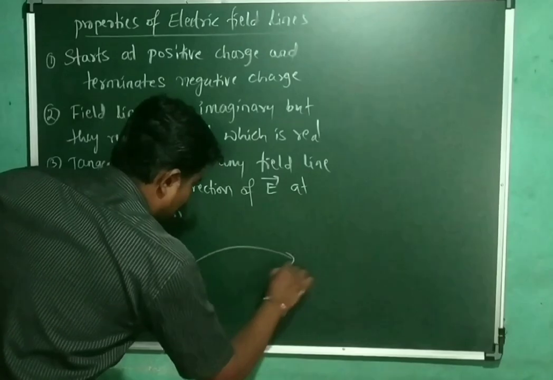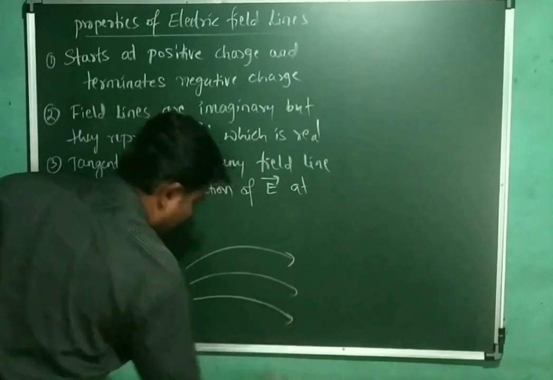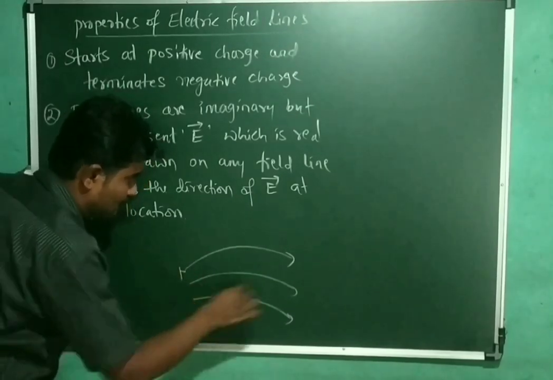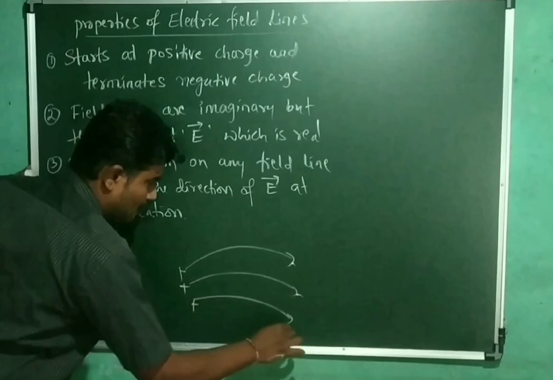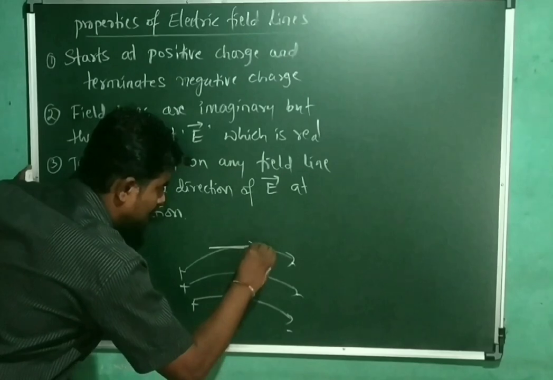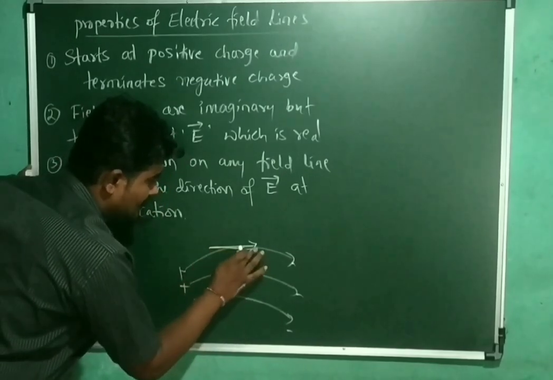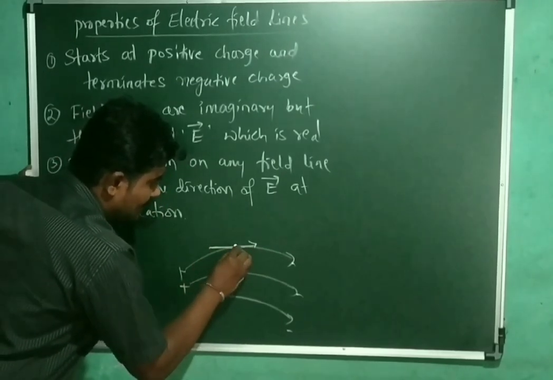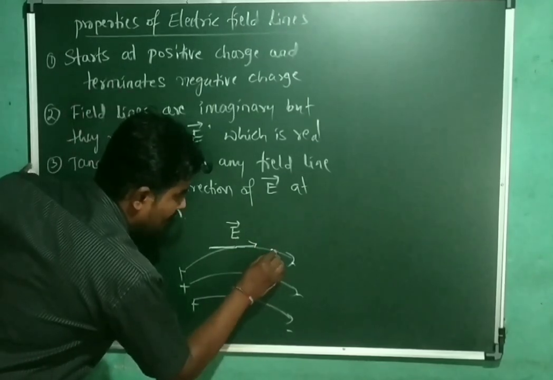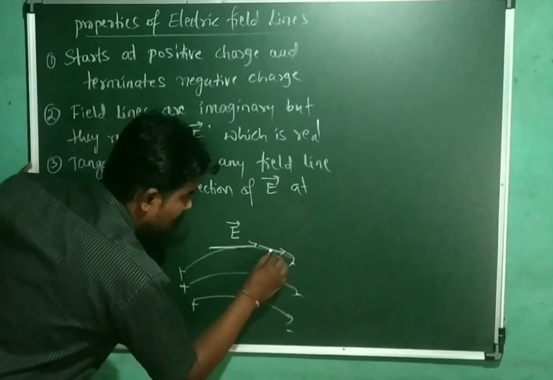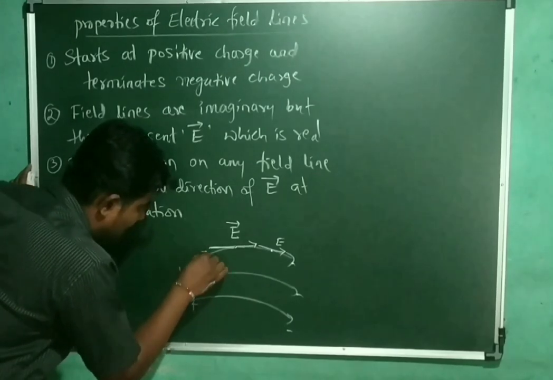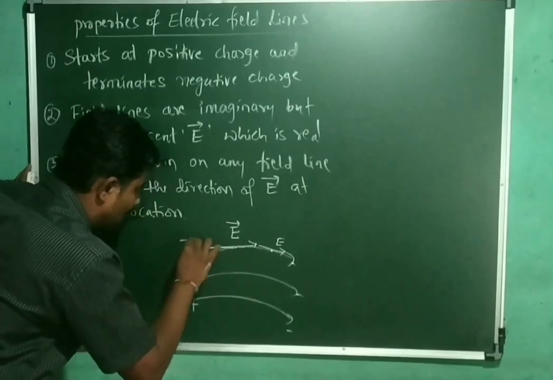Consider these are electric field lines. Uniform or non-uniform, that is secondary, but consider these are electric field lines. Here positive charge and here negative charge. At this point I will draw a tangent. This tangent indicates the direction of electric field at this point. If I draw a tangent here, this is the direction of electric field. If I draw a tangent here, this is the direction of electric field.